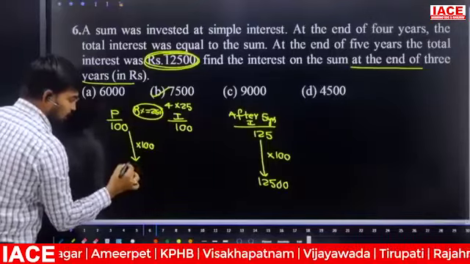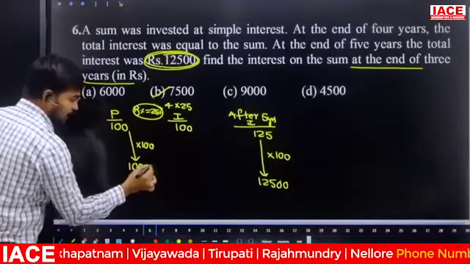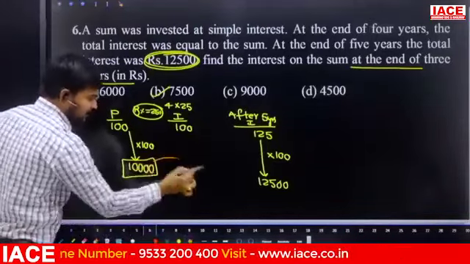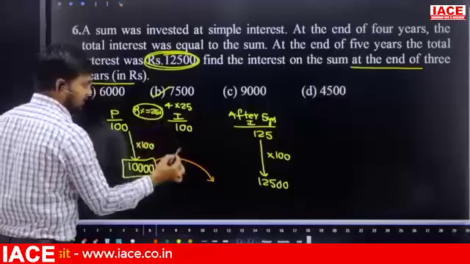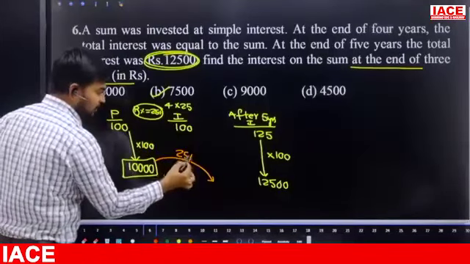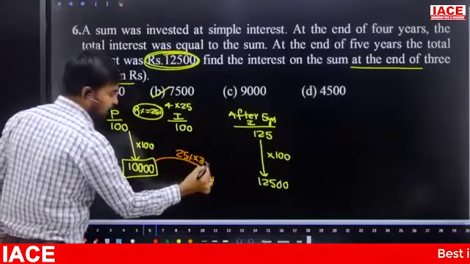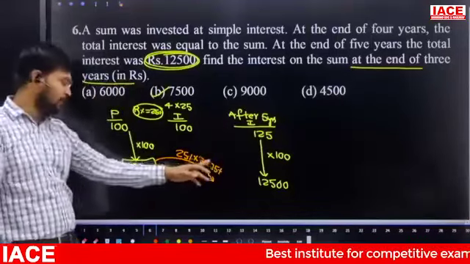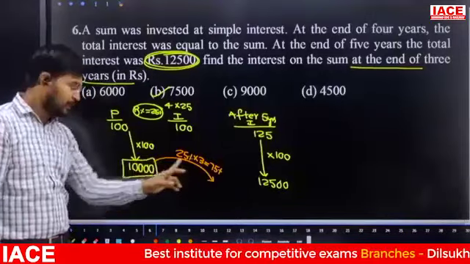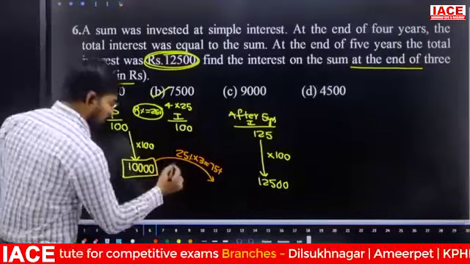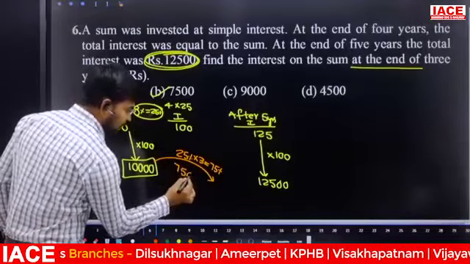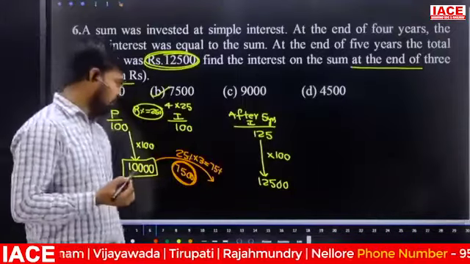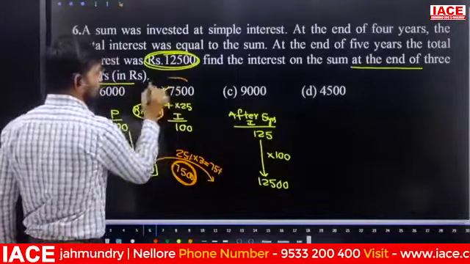So your principal is 10,000, but they're not asking for the principal, they're asking for the interest after 3 years. One year's rate of interest is 25%. I need it for 3 years. 25 into 3 is 75%. 75% on 10,000 is 7,500. They're asking only for the interest, so your answer is 7,500. Option B is the right answer.